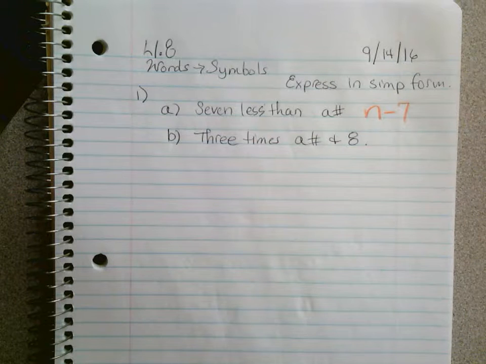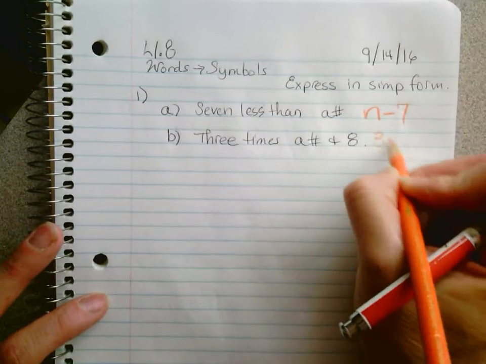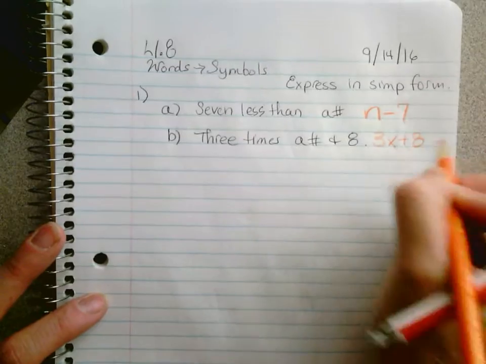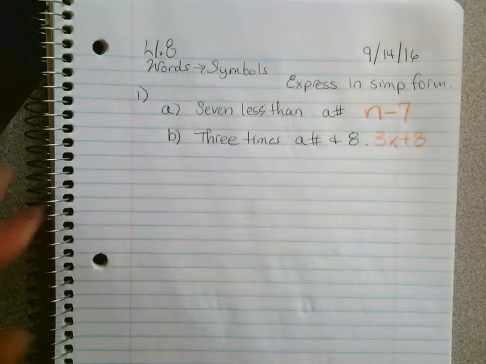7 fewer than a number. 7 smaller than a number. The number is the subject. That being said, the next one, 3 times a number and 8. Just a little tip, that and means add. Ben, what would you try for 3 times a number and 8? I don't care what variable you use, it's up to you.